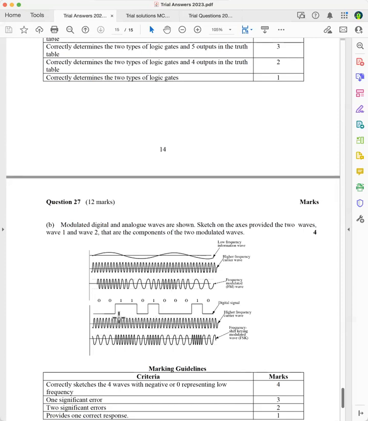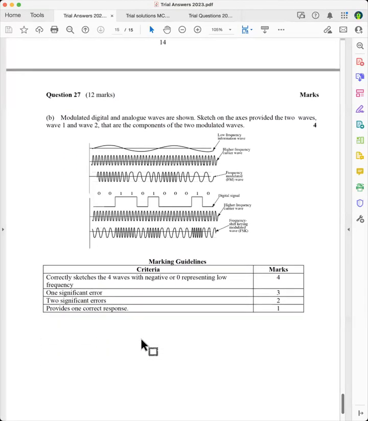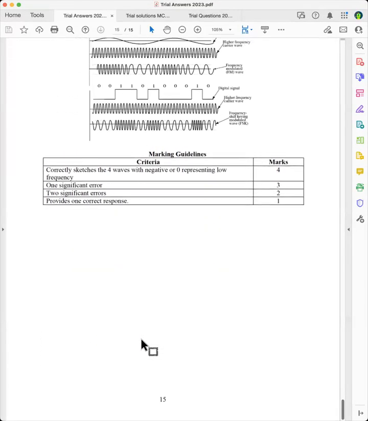Same thing here, where you have the digital wave, where it's on, which is the 1, it had to be modulated with a higher frequency, and where it's off, it's a lower frequency. And so that's frequency shift keying. And if you haven't drawn those before, then you've got to make sure that you can draw them.